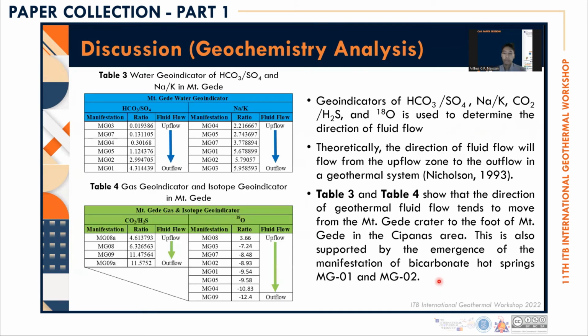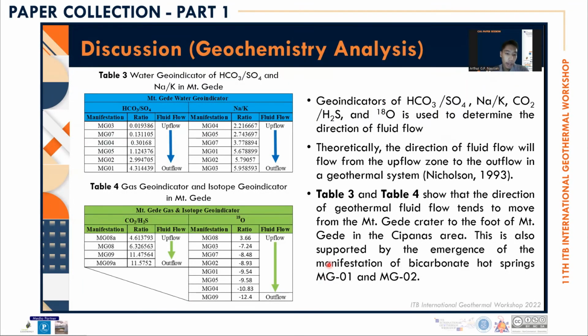Okay, next. From all of the geochemistry analysis, the water, the gas, the isotope, we can do some further analysis of the geoindicator. We are using all of these elements to know about the direction of fluid flow. Theoretically, the geothermal fluid will flow from the upflow zone to the outflow zone.